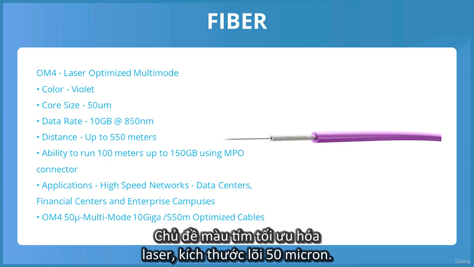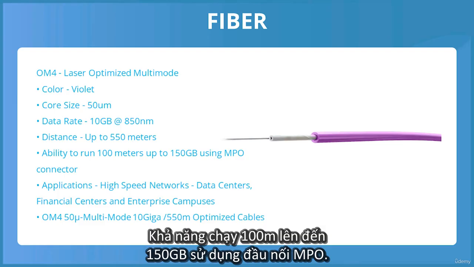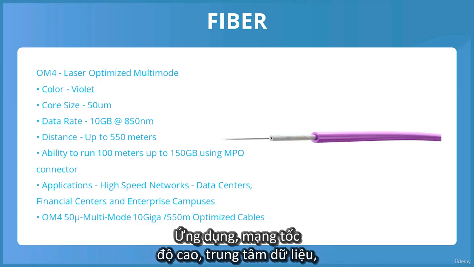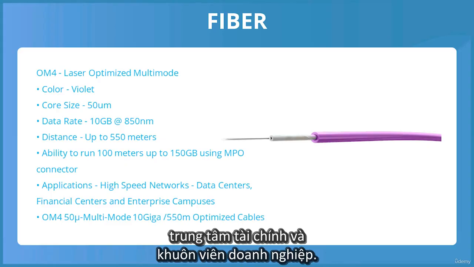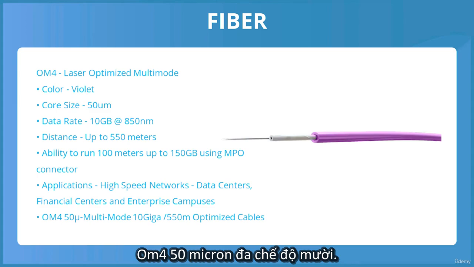OM4 laser-optimized multimode. Color, violet. Core size, 50 microns. Data rate, 10 gigabits at 850 nanometers. Distance, up to 550 meters. Ability to run 100 gigabits up to 150 meters using MPO connectors. Applications, high-speed networks, data centers, financial centers, and enterprise campuses. OM4 50-micron multimode 10 giga 550-meter optimized cables.